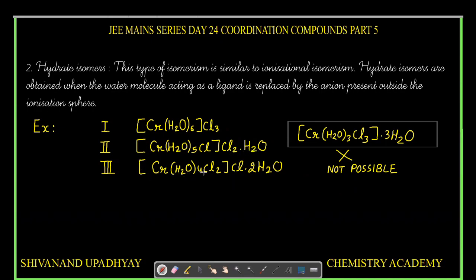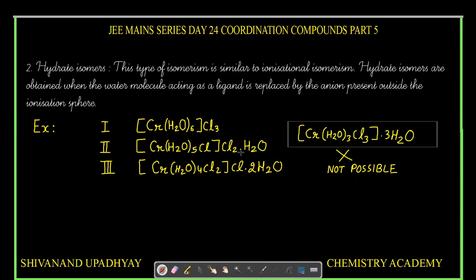Again, we can write the other isomer by transferring two water molecules outside and keeping two chloride ions inside the coordination sphere. So this will form. This is not possible. Why is it not possible? Because water is polar in nature.